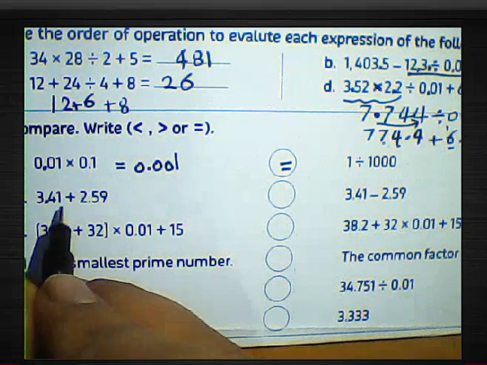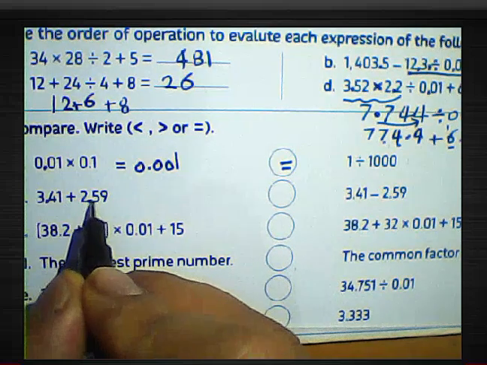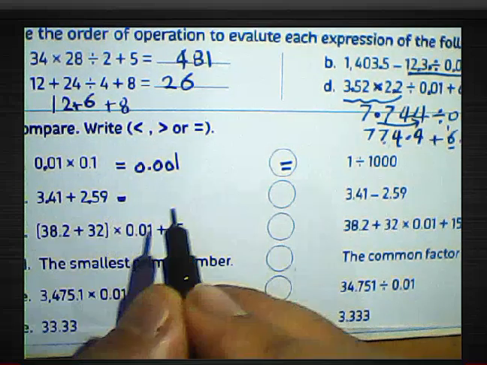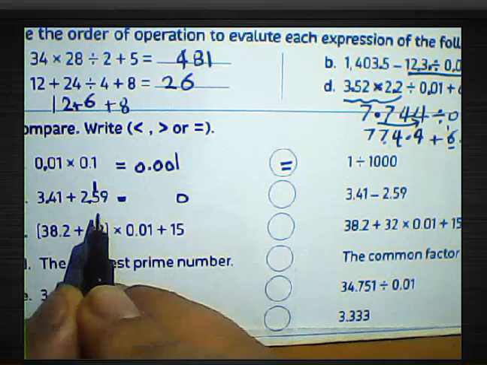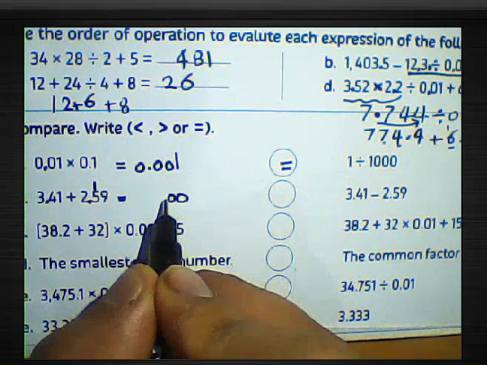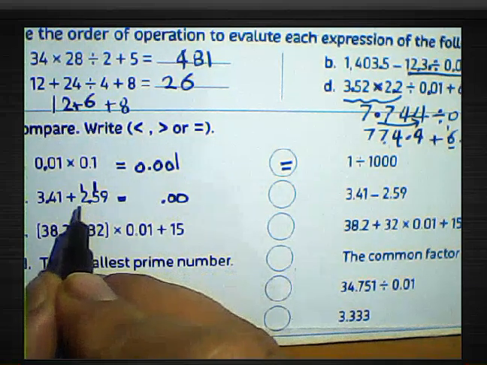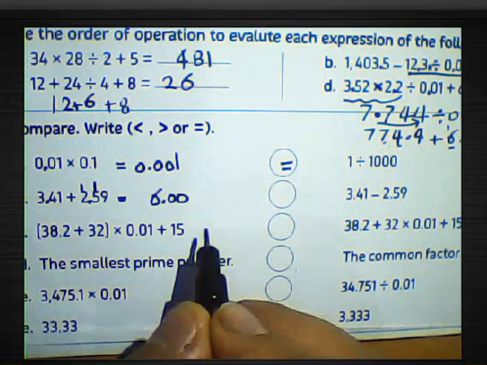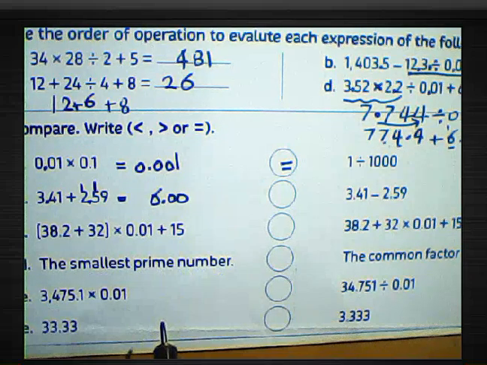Letter B. 3.41 plus 2.59: 1 plus 9 equals 10, write 0 and carry 1, 5 plus 1 is 6, 6 plus 4 is 10, write 0 and carry 1, 2 plus 1 is 3, 3 plus 3 equals 6. The result will be 6.